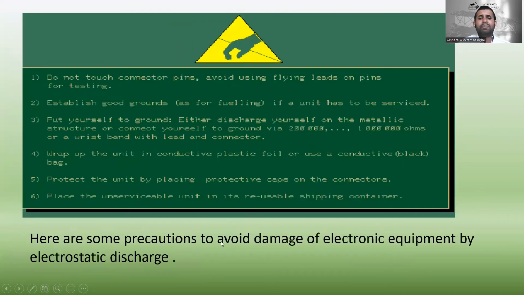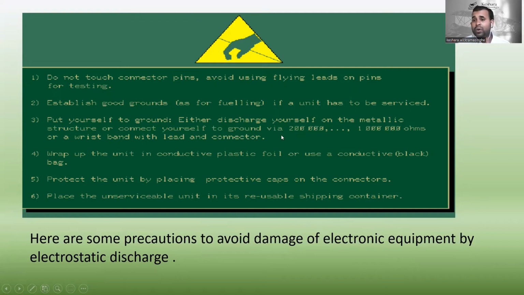Right, so here are some precautions to avoid damage of electronic equipment by electrostatic discharge, right? So I will read one by one. So the first one, do not touch connector pins, avoid using flying leads or pins for testing, right? So the next one, establish a good ground. If a unit has to be serviced, put yourself to ground, either discharge yourself on the metallic structure or connect yourself to ground via a wire of 200,000 to 1 million ohms or a wristband with the lead and connector.